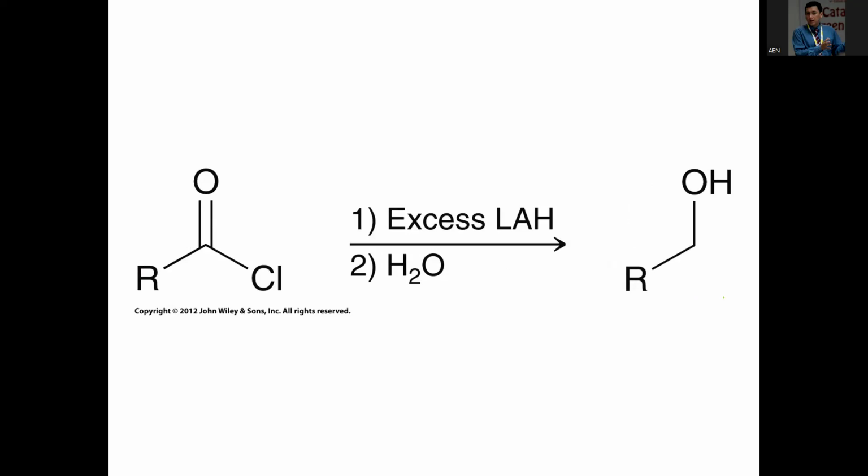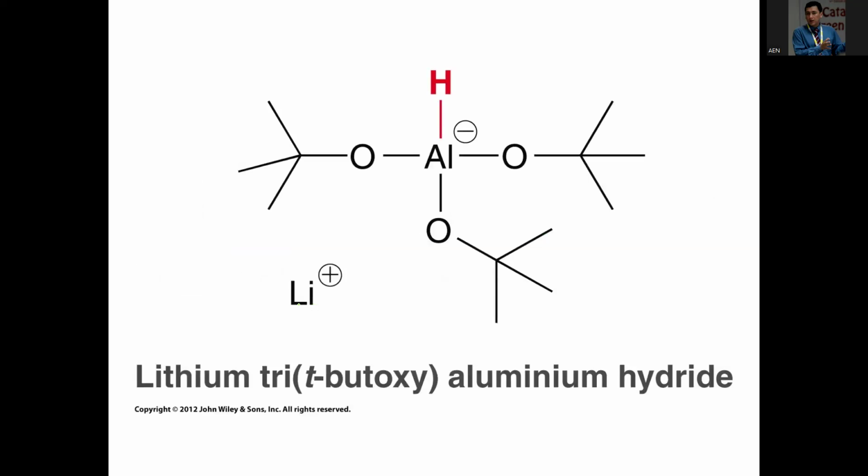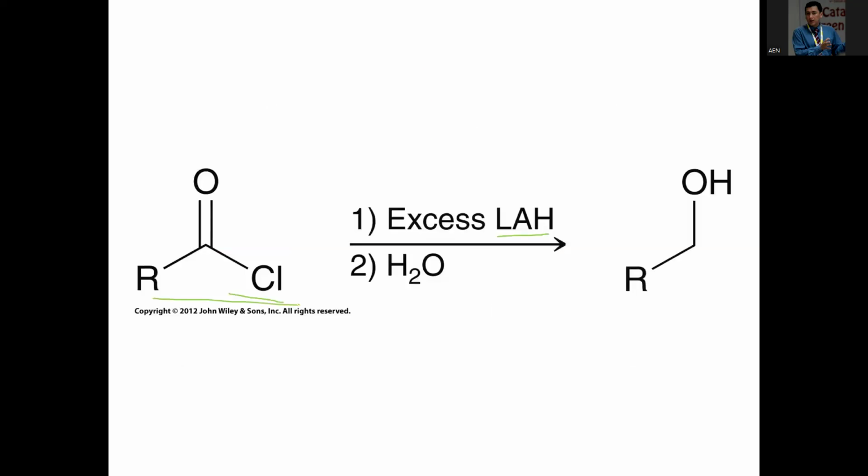Reduction of acid halides, you have with excess LAH, lithium aluminum hydride, followed by water, step 1 and step 2. It takes you to primary alcohol. Same as carboxylic acid. If you don't want to fully reduce it, because this one is a total reduction, you are fully reducing the acid halide to primary alcohol, but you can also stop at aldehyde.